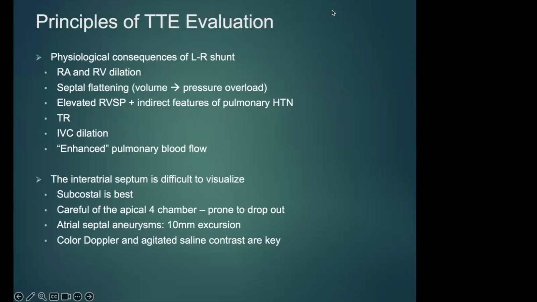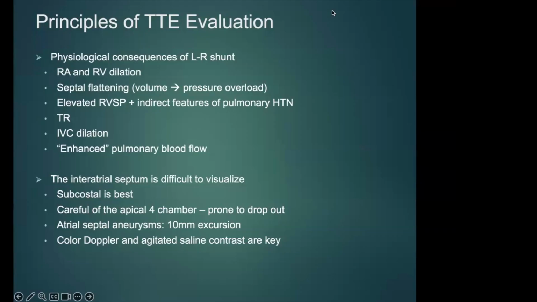So specific things we're looking for on transthoracic are, again, physiological consequences of a left to right shunt. So we're looking for chamber dilatation. We're looking for septal flattening. Ultimately, you initially start with volume overload, which then translates to pressure overload and septal flattening in both systole and diastole, as your pulmonary pressure continues to increase. Look for signs of TR, RV dilatation, and then enhanced pulmonary flow. So you may see high velocities on PW when you look at the pulmonary veins.